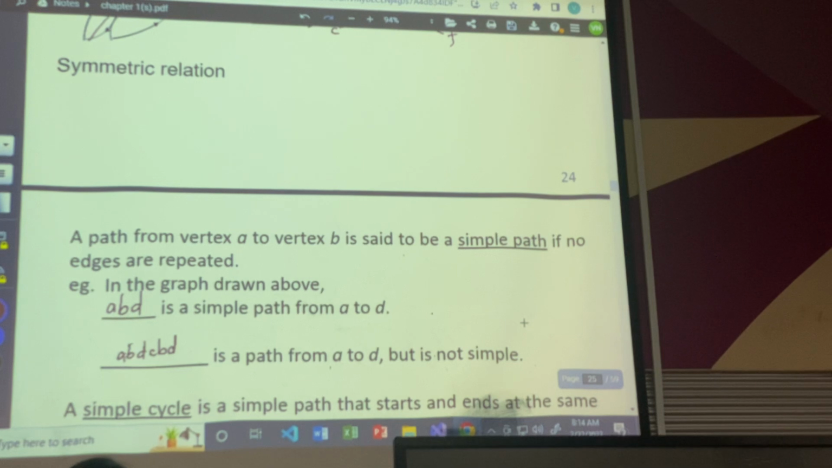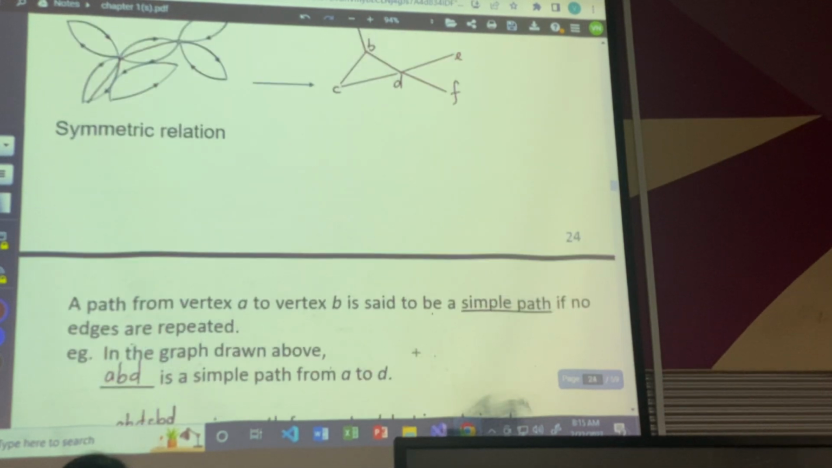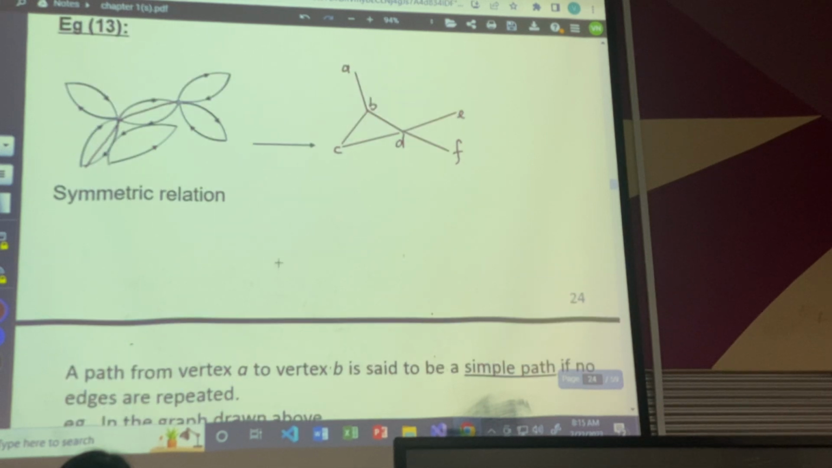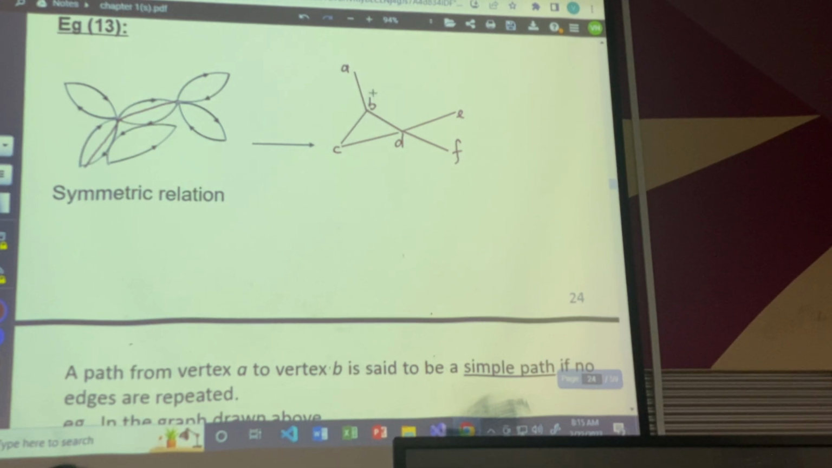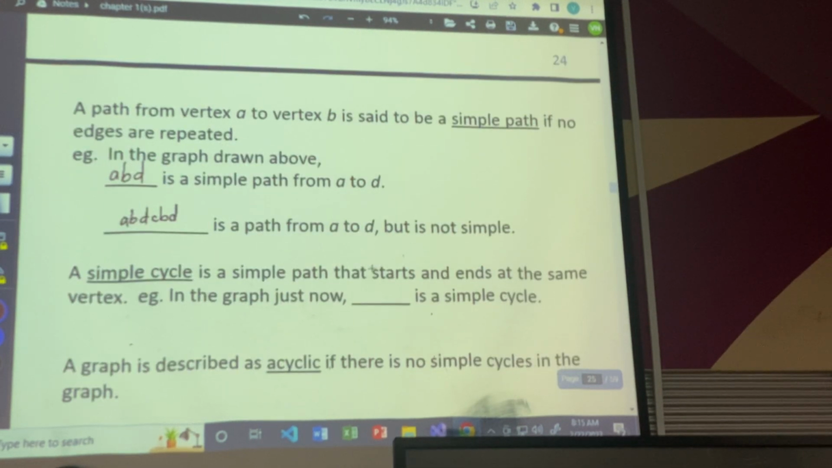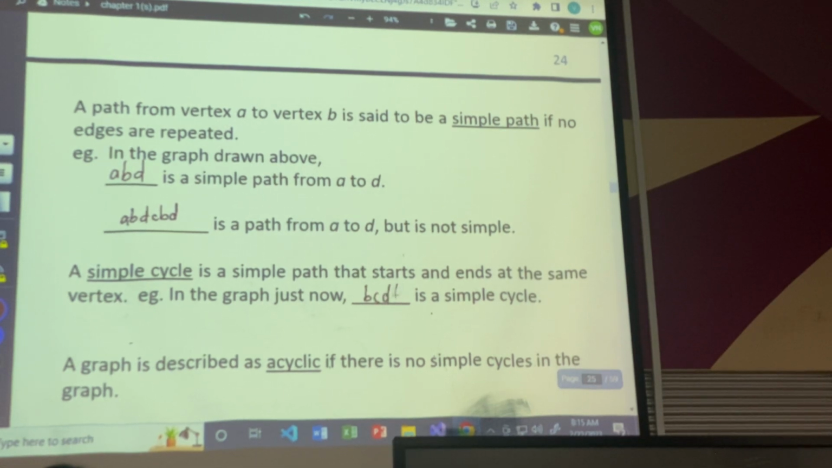Then we go to the cycle. If you look at the graph here, which one do you think is a cycle? Any cycle here? Yeah, B, C, D, then go back to B, right? So this one will form a cycle, isn't it? So we can write here, for example, a simple cycle with B, C, D, B.